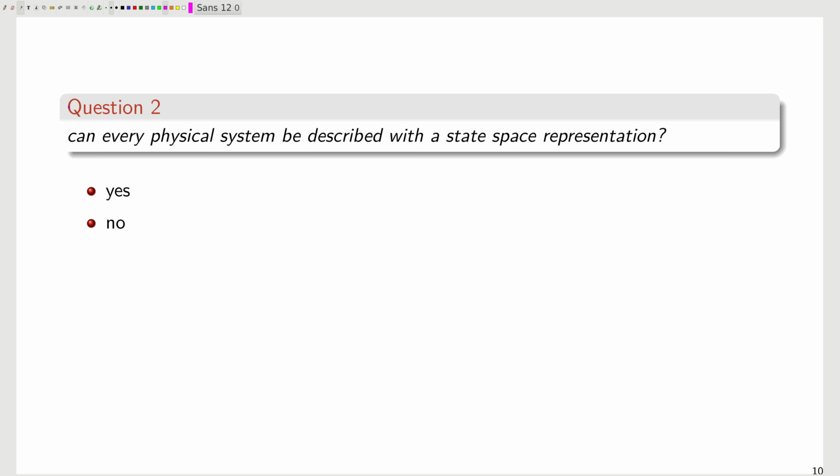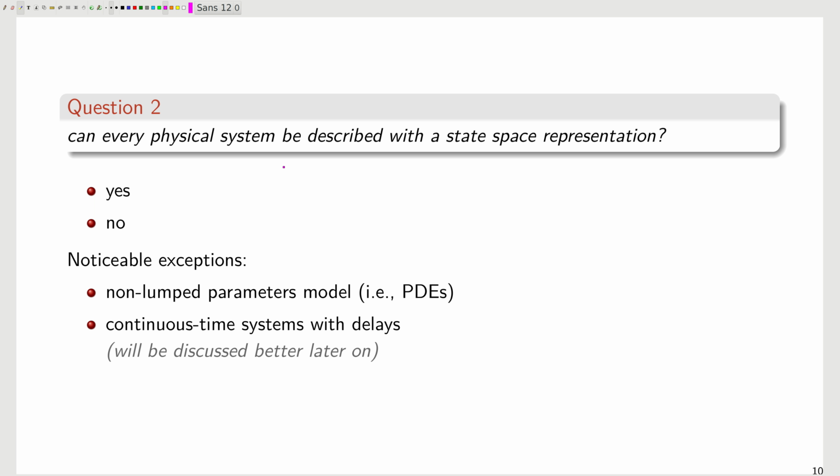Another important question: can every physical system be described with a state space representation? Remember the definition that we gave in the first slides. If you don't remember, go back, check, and then answer this question. Can we describe everything with state space representations? Yes or no? No. The answer, of course, is no, because we might have systems for which we have an infinite number of states.